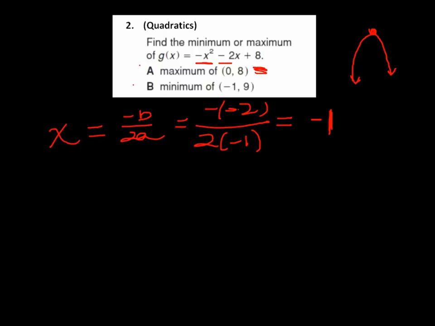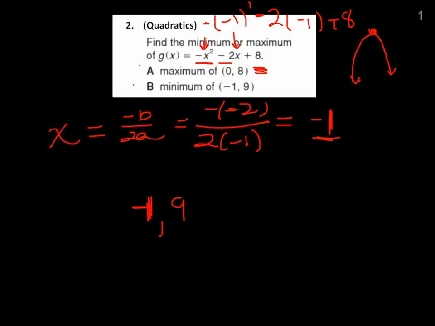Okay, so let's see. We end up with a negative 1 here. We've got to plug that in to find the y, and you'll end up with a 9. So it is negative 1, 9. And by plug it in, I mean put it in for the x's here and here. So it would be negative 1 squared minus 2 times negative 1 plus 8, and you find out what that equals. It ends up being 9.